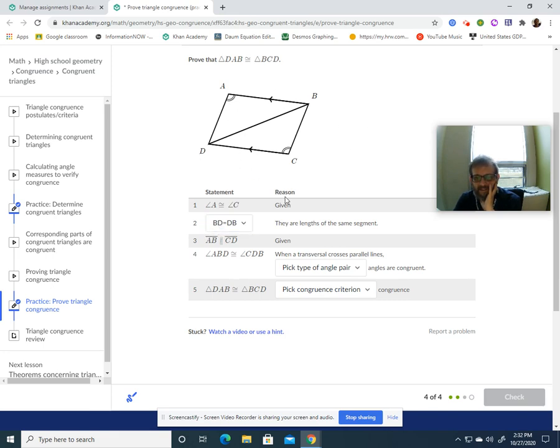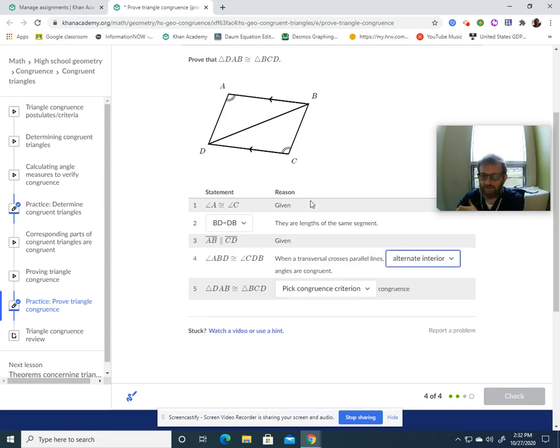AB is parallel to CD, that's given. Okay, ABD and CDB, they're going to say these are congruent. And those are what are called alternate interior angles. Now, there's a whole big picture that they must have shown. I haven't watched the videos. Like I said, I try not to watch them in advance. Hopefully, they set up all the names of all those.